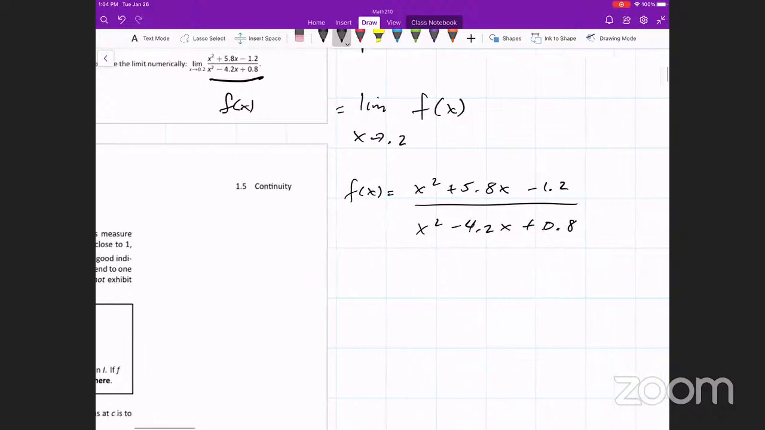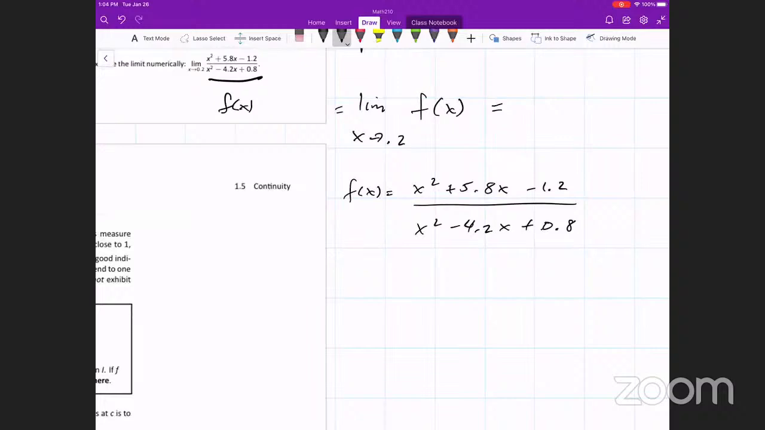Okay, and so when I want to find what's happening in that, I want to know what does f of x get closer and closer to as the x value gets closer and closer to 0.2. So one way to figure that out is to just stick in a number that's close to 0.2. So when they say approximate this numerically, I'm just going to stick in f of 0.2001.